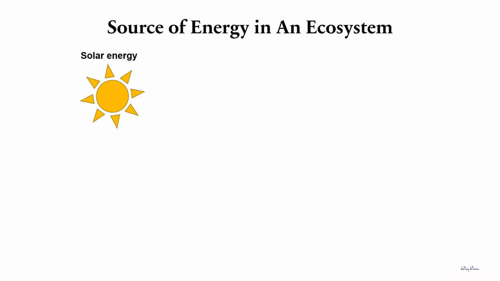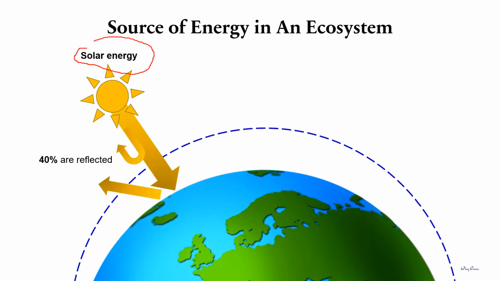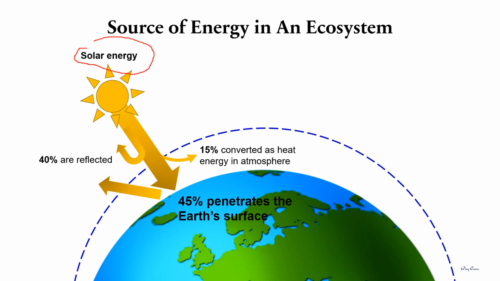Both food chain and food web are not only talking about the feeding relationship, but they also discuss the energy flow in one ecosystem. Where the energy for an ecosystem comes from is related to solar energy, or sunlight energy. 40% of the solar energy is reflected by the ozone layer or by the Earth's surfaces, such as the hydrosphere, and 15% is absorbed and converted to heat energy in the atmosphere, and 45% is able to reach the Earth's surface.